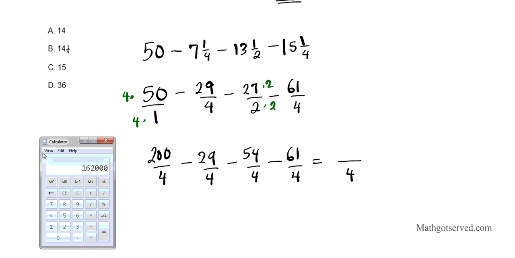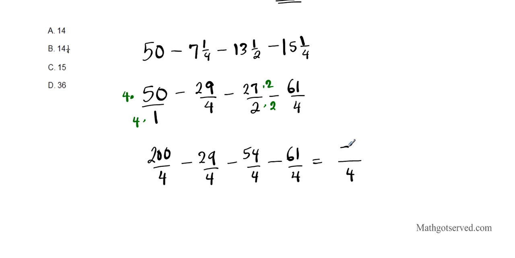Okay? So let's evaluate the difference there. So 200 minus 29 minus 54 minus 61 equals 56. And then I put the 56 here. 56 divided by 4, 4 goes into 5 once and 16 4 times. So the answer is 14. All right, so the answer is option A.